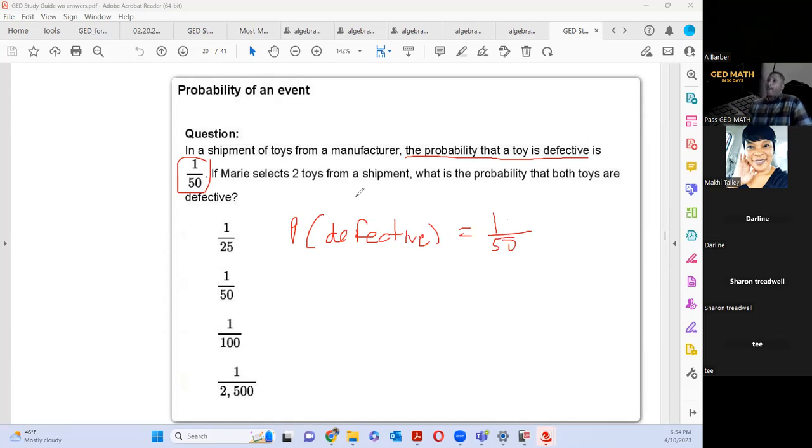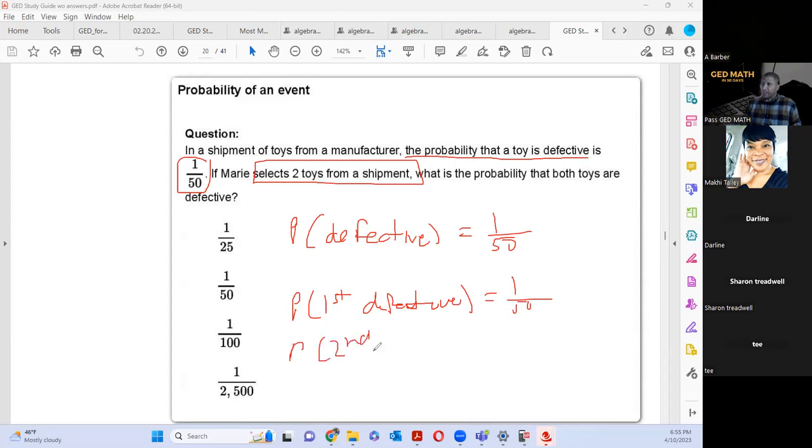What else do you know? If she selects 2 toys from the shipment, is this simple probability or compound probability? It's compound. How do you know it's compound? Because you're doing 2 things. You're picking 1 toy, then you're picking another toy. So the probability of the first toy being defective is 1 out of 50. The probability of picking a second defective toy is also 1 out of 50. Since it's compound probability, what are we going to do to those 2 probabilities? What's the probability that both toys are defective?